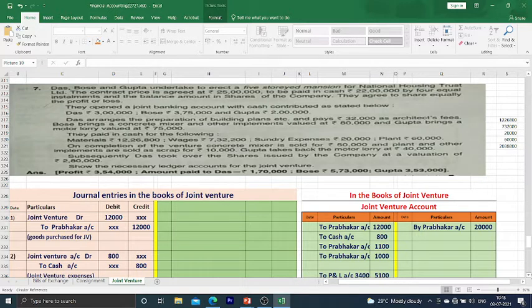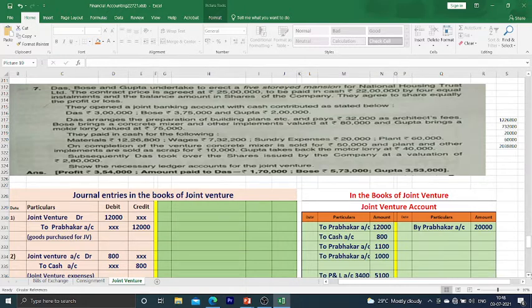Das arranges the preparation of building plans, etc., and pays 32,000. Das's expense is 32,000 as architect fee. Bose brings a concrete mixer and other implements valued at 80,000. Bose's contribution is in the form of material, 80,000. Gupta brings a motor lorry, 75,000. All these are contributed for the joint venture. Instead of cash, they brought the stock and machinery.